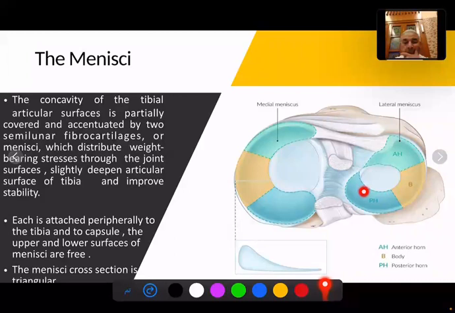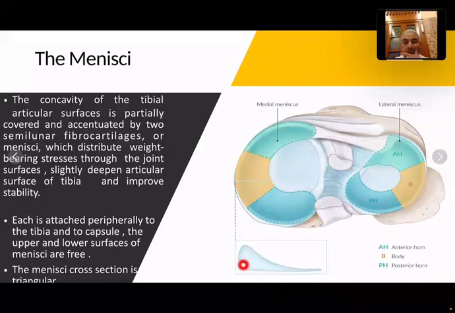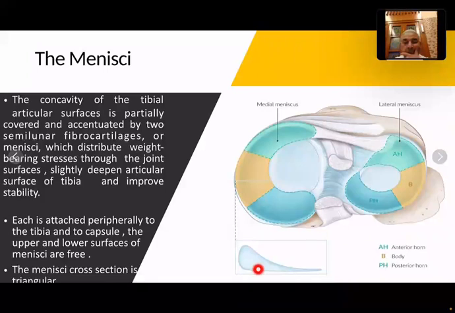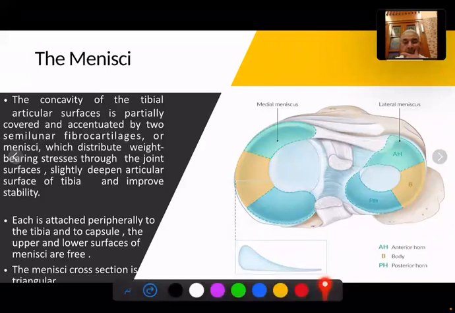This is the appearance of the menisci in cross-section, which is triangular. This is the superior surface of it, and this is the inferior surface, and this is the inner edge, and this is the capsular edge.